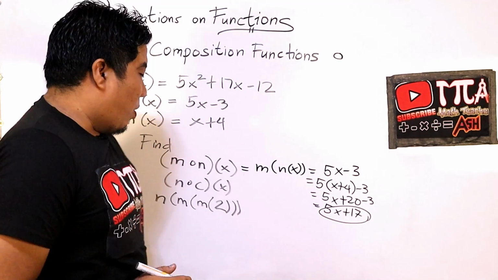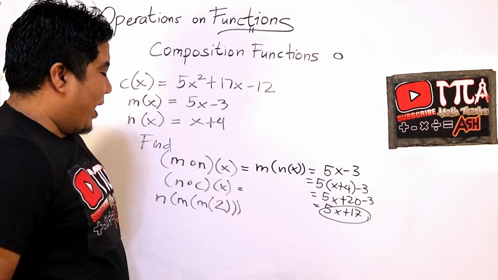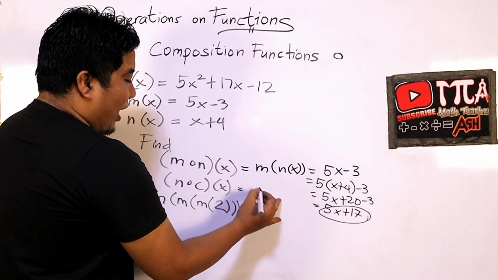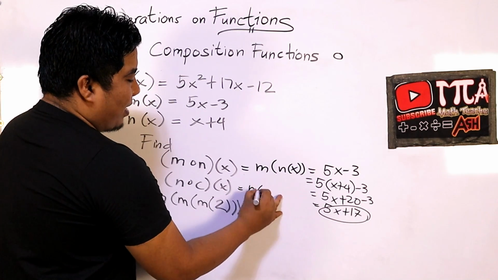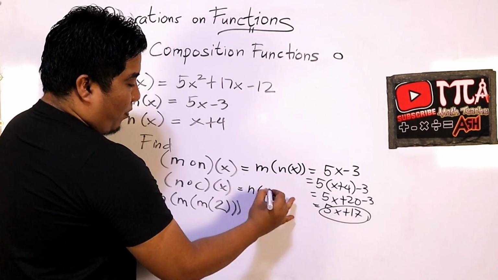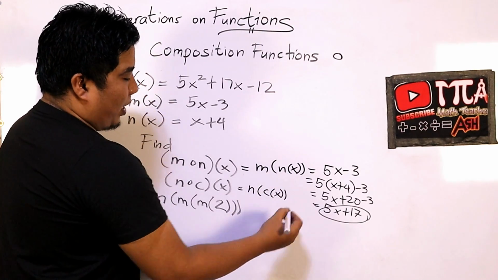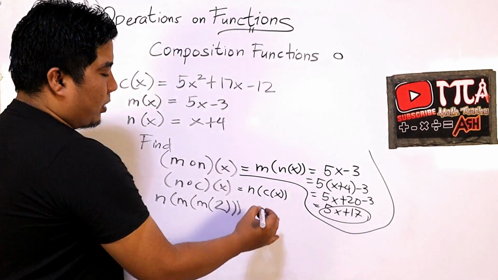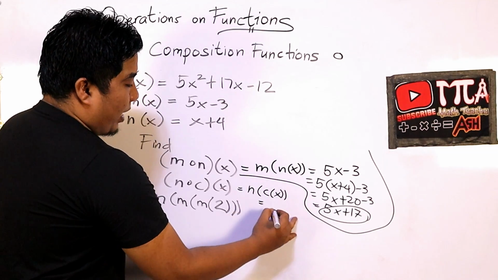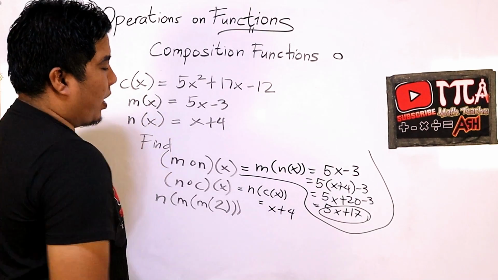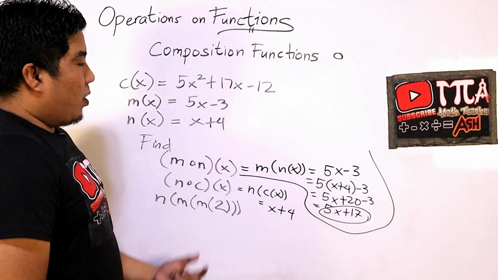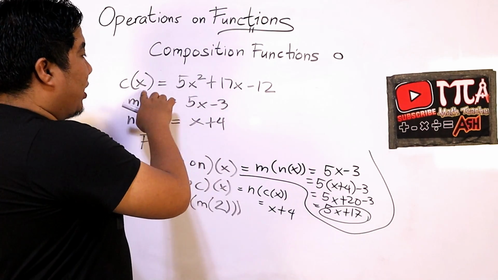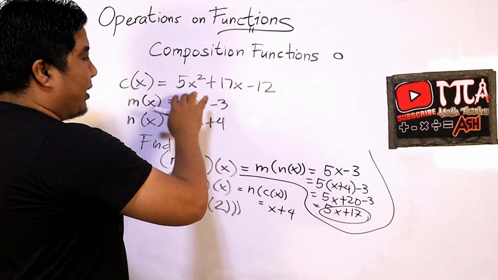Easy, right? Now, how about our second problem? We have n of c of x. So n of c of x, that means the n of c of x. Our n here is this one, x plus 4. So let's just write this one, our x plus 4, our n. And then we will input our c of x. So our c of x is this one.